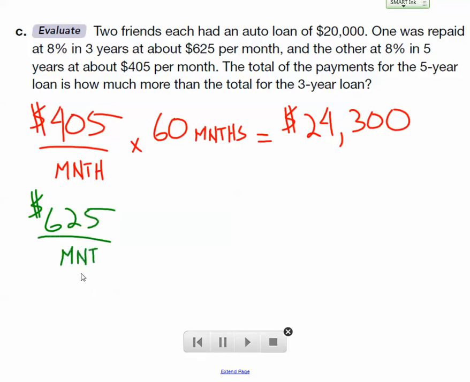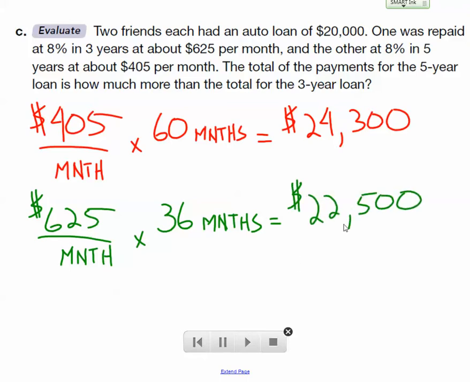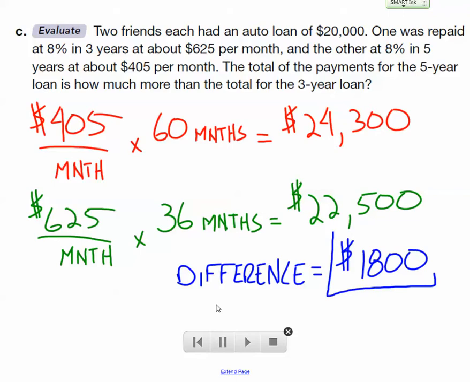Now the 3-year loan is $625 a month. It's an extra $220 a month, but we're only doing that for 3 years or 36 months. 3 times 12 is 36 months, which is a total of $22,500. So it only costs $2,500 in interest. So how much more is the 5-year loan? $1,800 more.